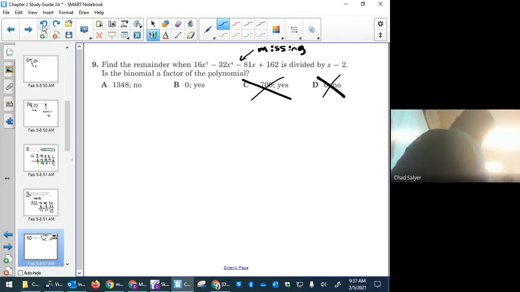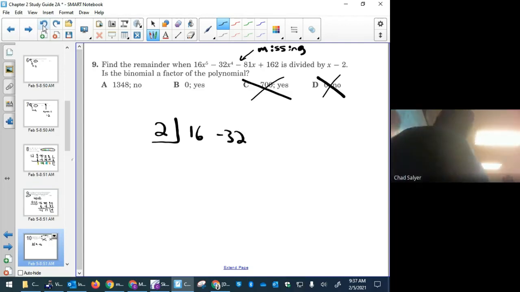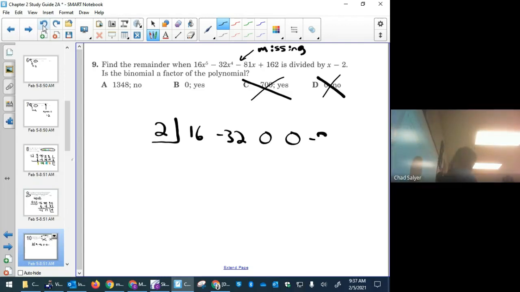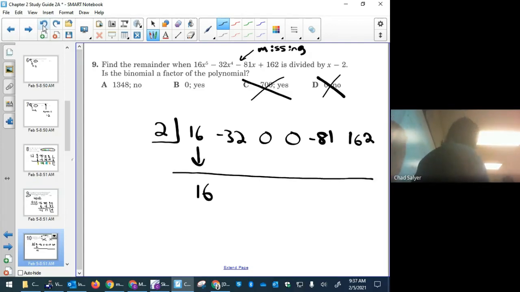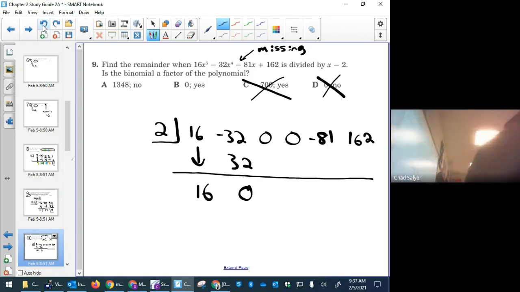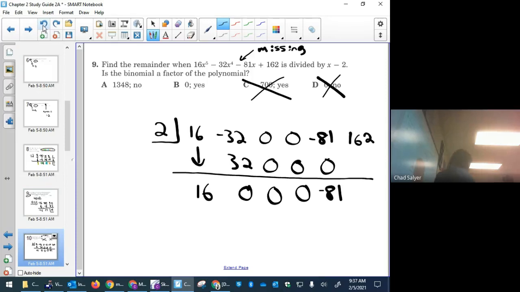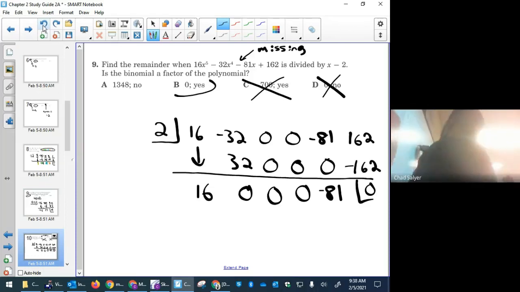Okay, so let's see. I've got positive 2 as my special number, and then I've got 16, negative 32, and then x to the third and x squared are going to require a 0. Two missing terms here, two missing powers of x. And then negative 81 and positive 162. So 16, 32, 0, 0, 0, 0, negative 81, negative 162, 0. So 0, yes.